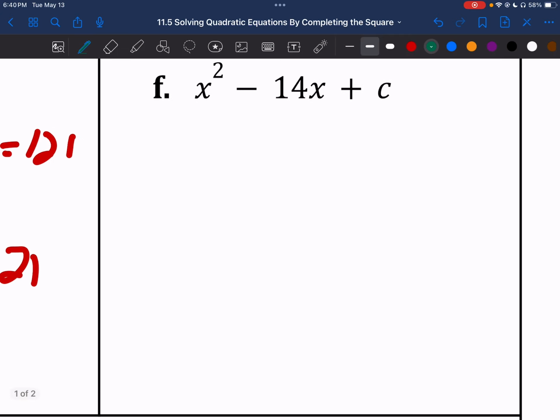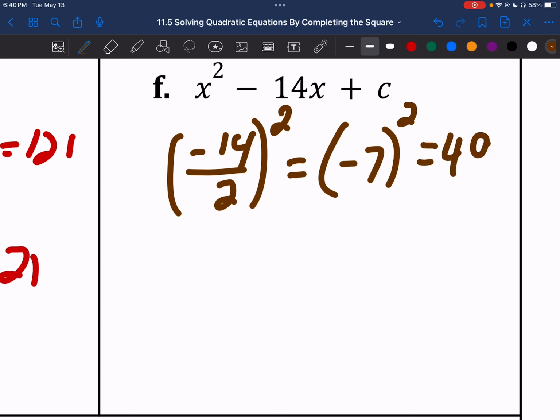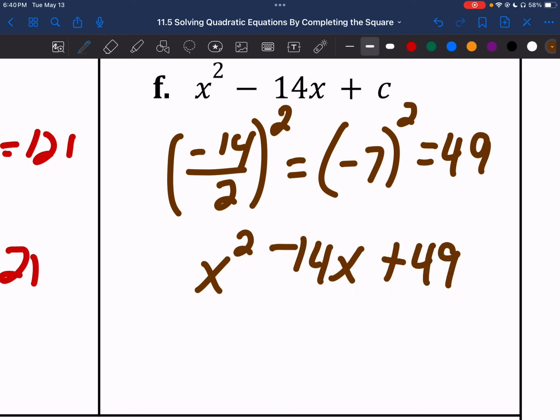Letter F. Take negative 14, we divide it by 2, and we square it. That's negative 7, the quantity squared, which is 49. So then we have x squared minus 14x, and then plus 49, our perfect square. And then when we factor it, it's x minus 7, the quantity squared.